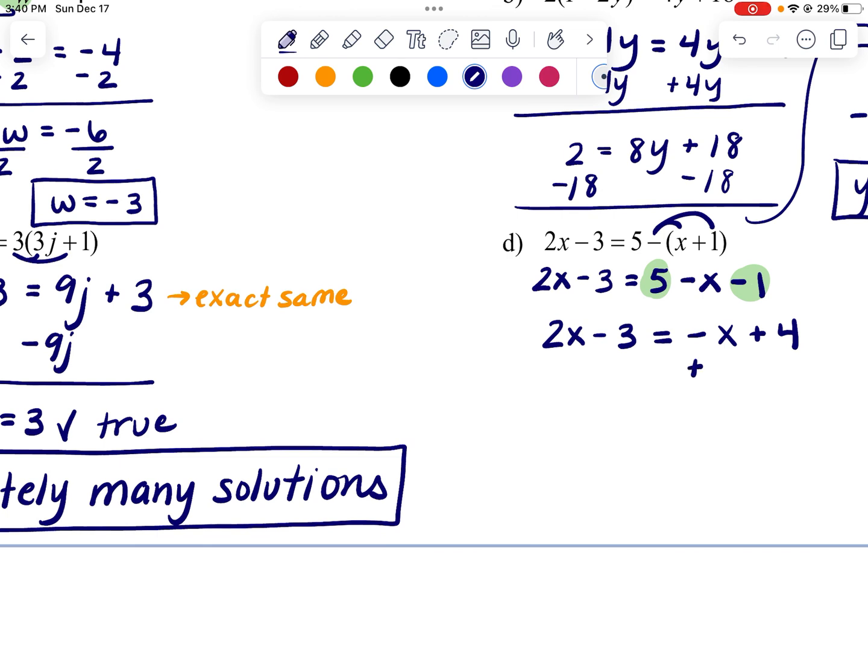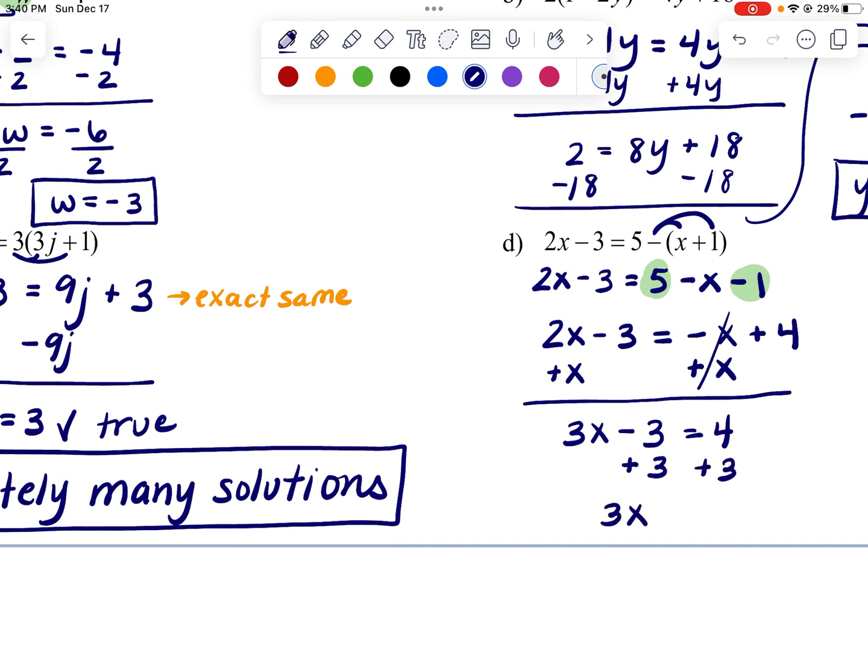Now solving my equation, I can add x to the other side. 3x minus 3 is equal to, these cancel, 4. I can add 3. So 3x is equal to 7. And then divide by 3. X is equal to 7 over 3.